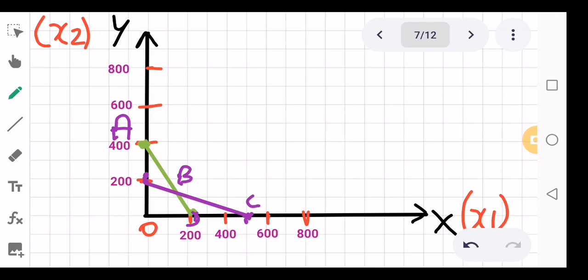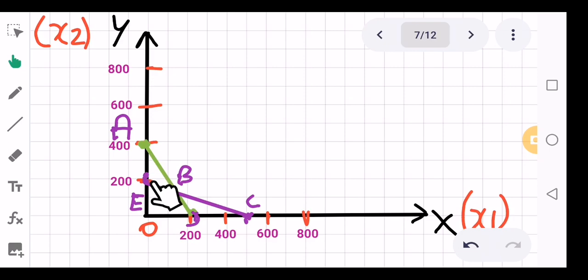Let this point be E. What I've done is I just named all these points. This point that is 0, 400 is A. This point is B. This point that is 500, 0 is C. This point that is 200, 0 is D.